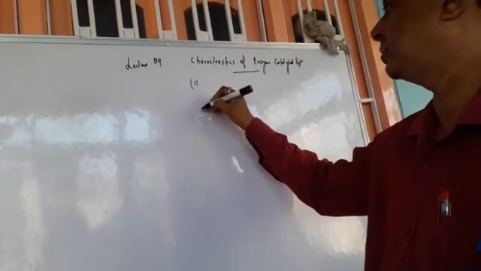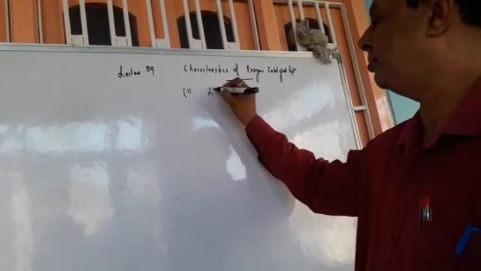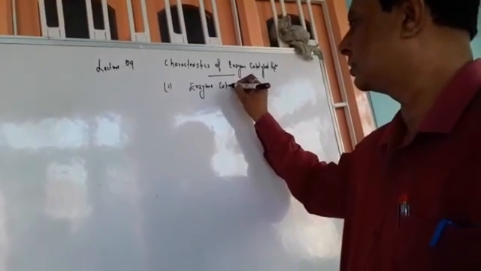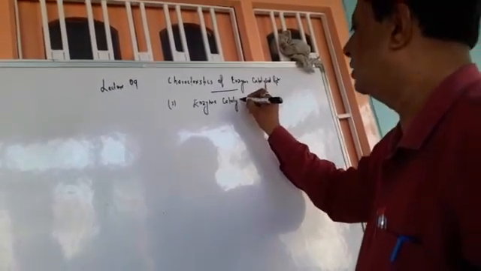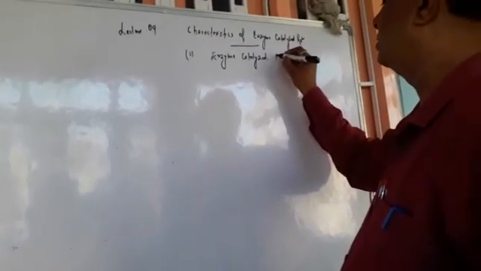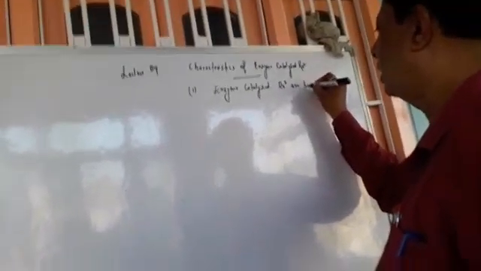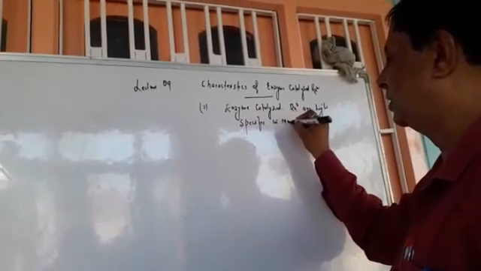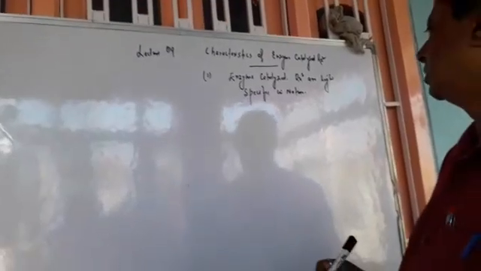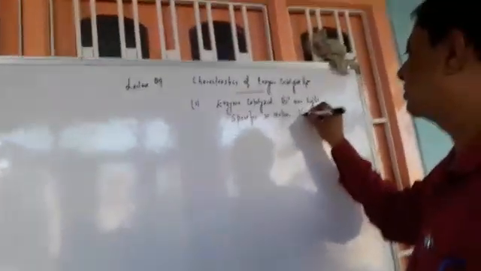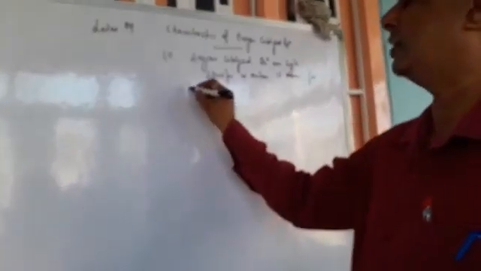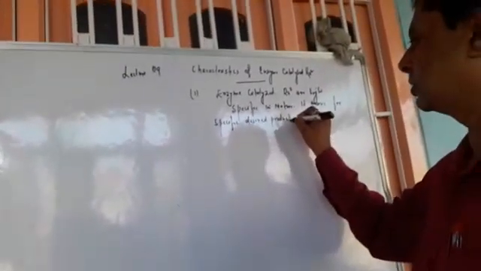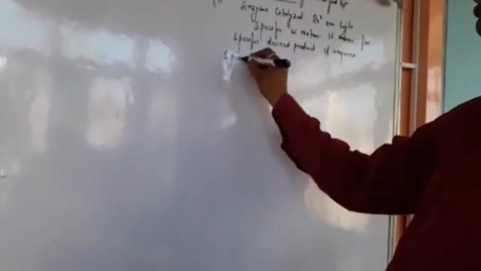First characteristic: enzyme catalyzed reactions are highly specific in nature. It means for a desired product we have introduced the specific catalyst. It means for a specific desired product it requires a specific catalyst.